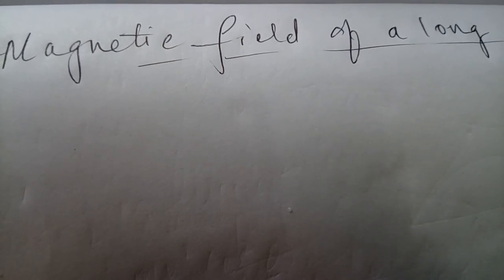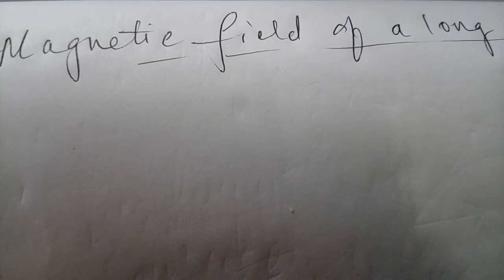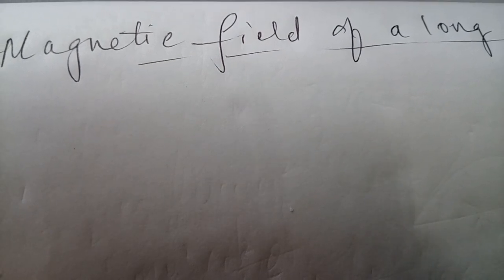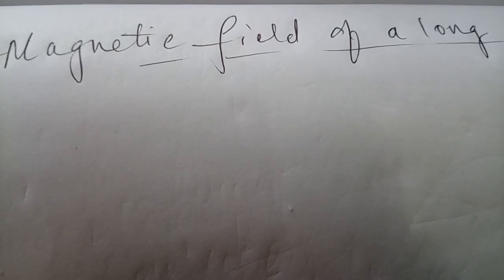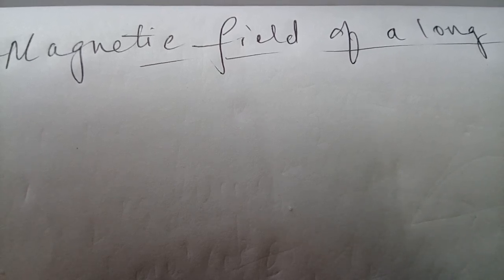Suppose you take a long wire and you coil it in such a way that the length is comparatively much more than its diameter. It means the diameter is very small but the length of the wire is too large. Then we call this a solenoid.